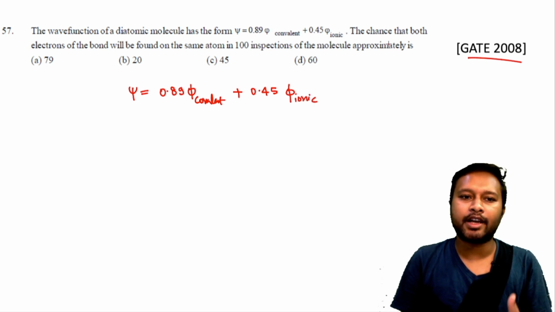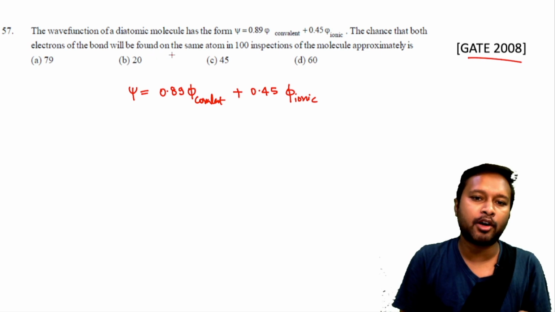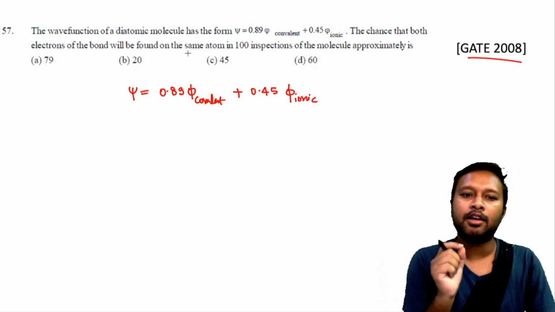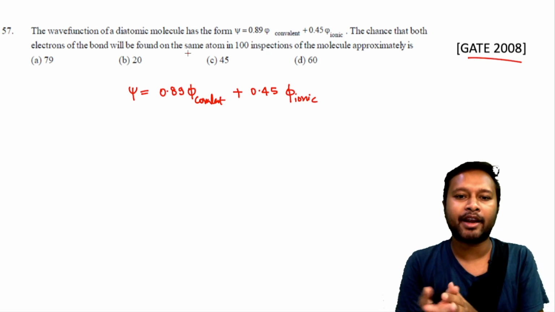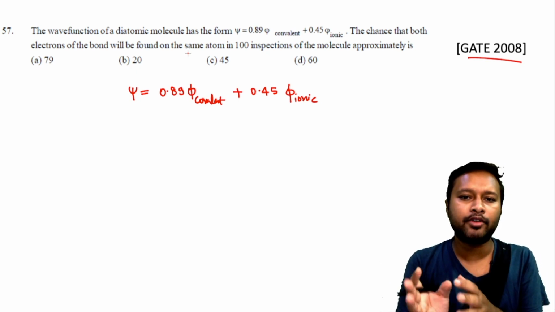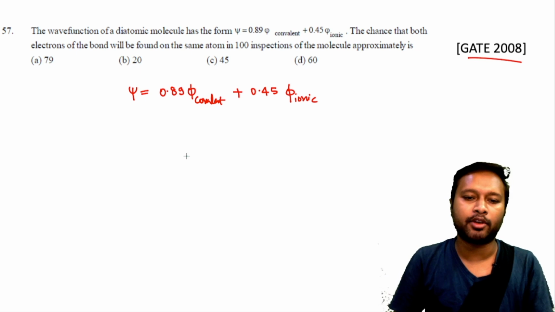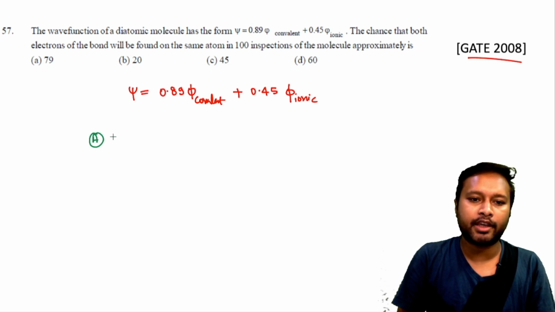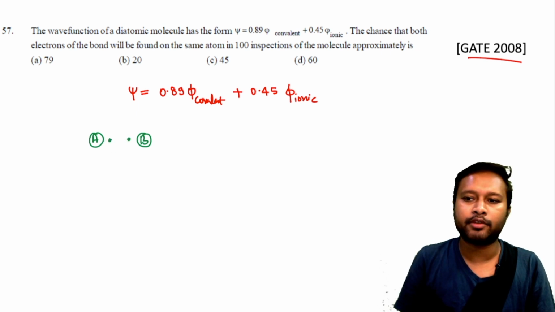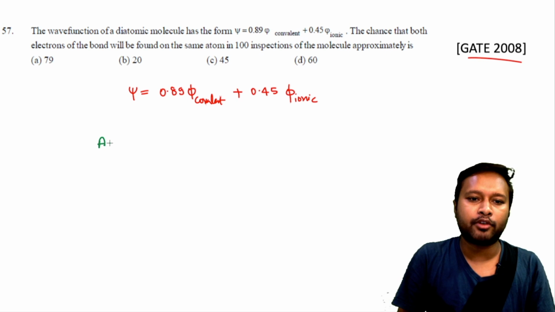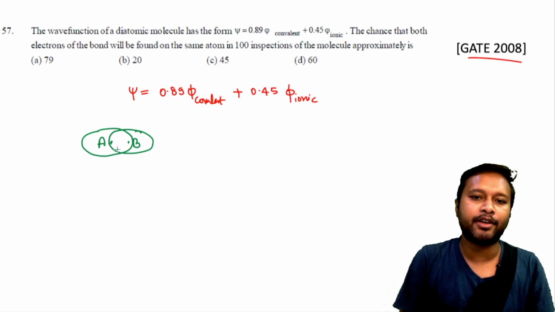It says that the chance that both electrons of the bond will be found on the same atom in 100 inspections of the molecule is approximately what. They have tried to confuse you a little bit, but you have to stick to the concept. When there are two atoms A and B and a covalent bond is formed, electrons are shared between both of them. If I draw the Lewis structure of a molecule AB, A will have an electron and B will have an electron, so the Lewis dot structure is made like this. These electrons are shared between both of them.